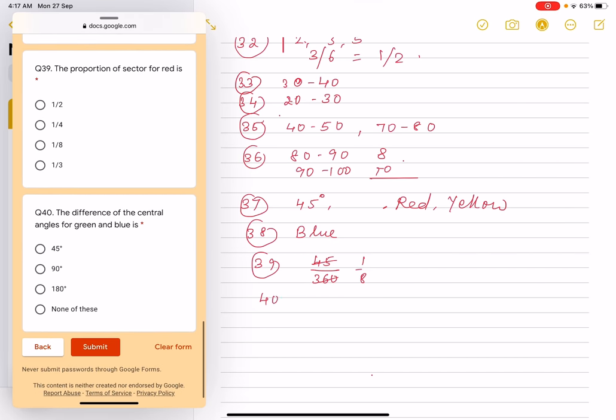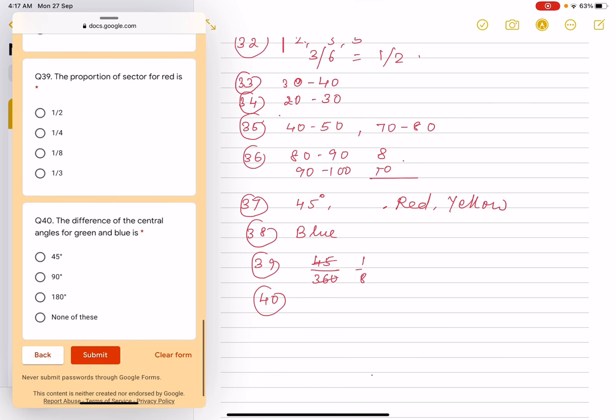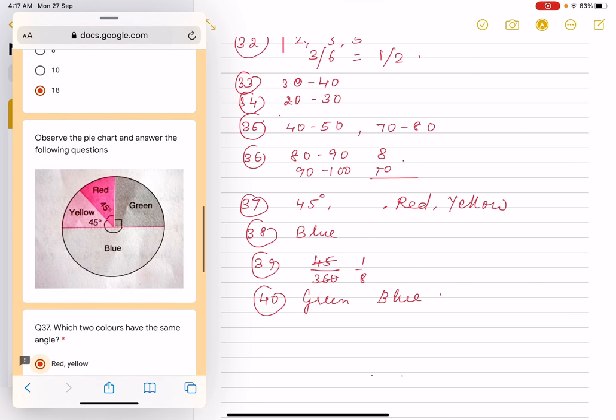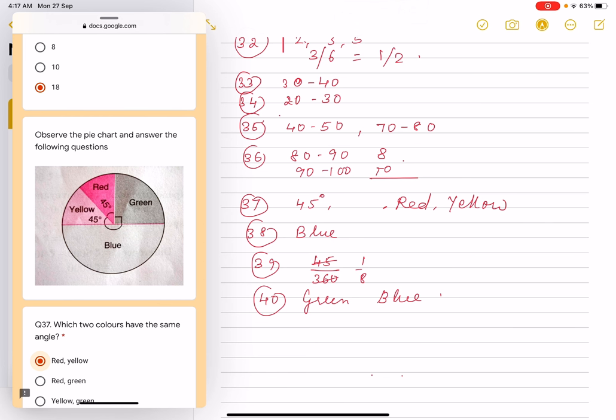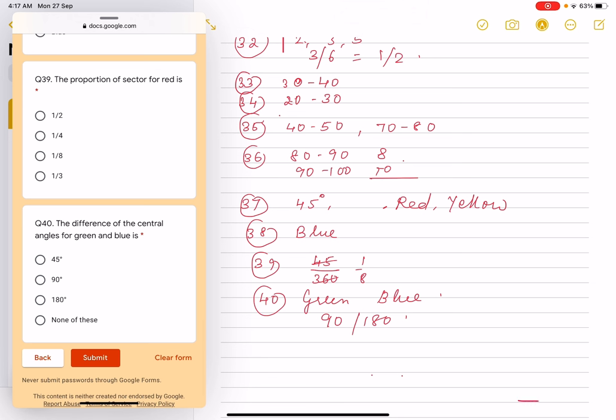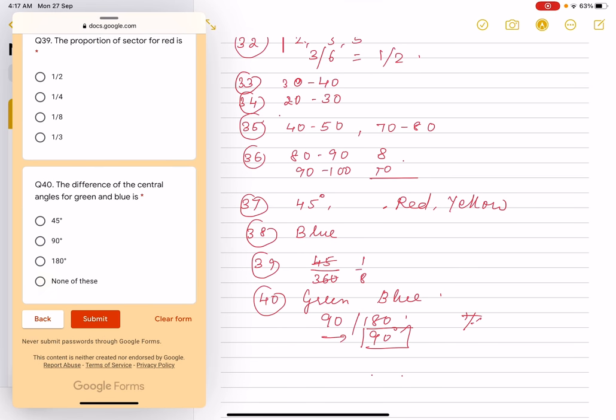Now, last question. We have the difference of central angles of green and blue. Just check again. You have to read the pie chart. Green and blue. So what is the green? Green is 90 and blue is 180. It is just half. Sorry, difference of angles is there. So the difference of angle is 90 degree. We don't have to calculate the ratio. So here it is 90.